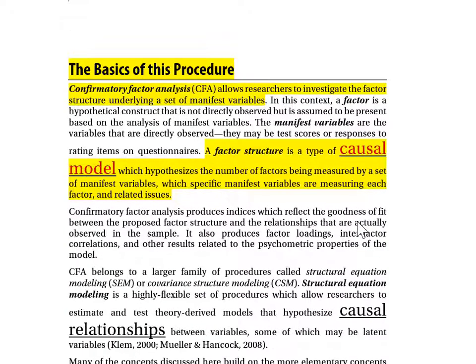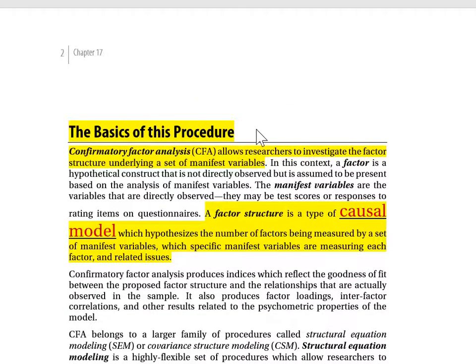On page 2 of the chapter, we have the basics of this procedure. Confirmatory factor analysis, CFA, allows researchers to investigate the factor structure underlying a set of manifest variables. A factor structure is a type of causal model which hypothesizes the number of factors being measured by a set of manifest variables, which specific manifest variables are measuring each factor, and related issues.